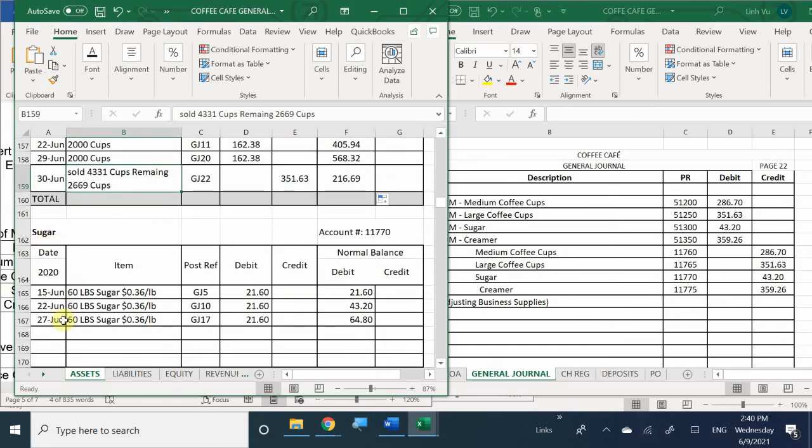Okay. So again, same thing here, right? We have a total of 60 plus 60 plus 60, which gives us a total of 180 pounds of sugar. How many did we, okay, so in this case, we used sugar. We can either use or sold. I'm going to be consistent, just say I sold them. I sold 120 pounds.